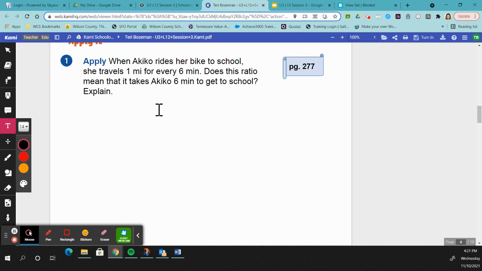So when Akiko rides her bike to school, she travels 1 mile for every 6 minutes. Does this ratio mean that it takes Akiko 6 minutes to get to school? The thing that I would be asking myself is, how far away is her school? Is it 5 miles? Is it 1 mile? So no, this does not mean that.